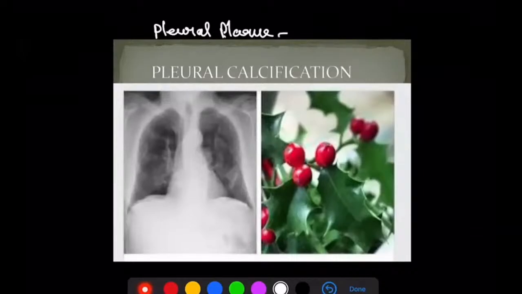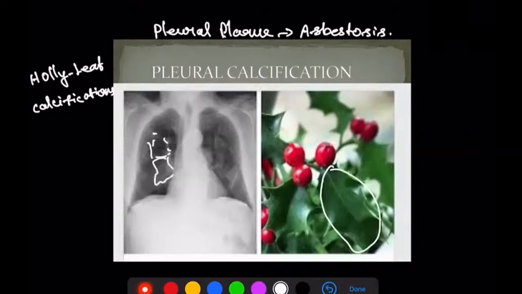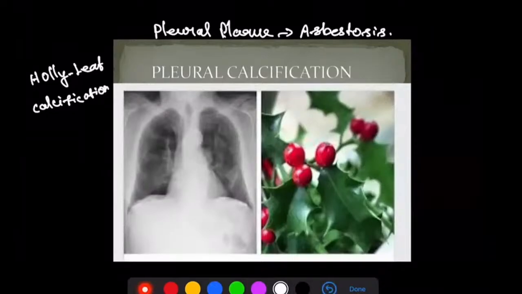Asbestosis. No confusion. Asbestosis. This holly leaf calcification. These are the holly leaves, and here you can see these are the holly leaves seen with asbestosis. Pleural plaque or the pleural calcification in asbestosis is called the holly leaf sign or the holly leaf calcification.